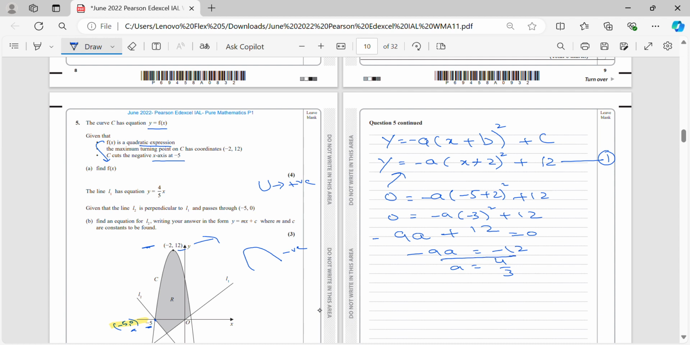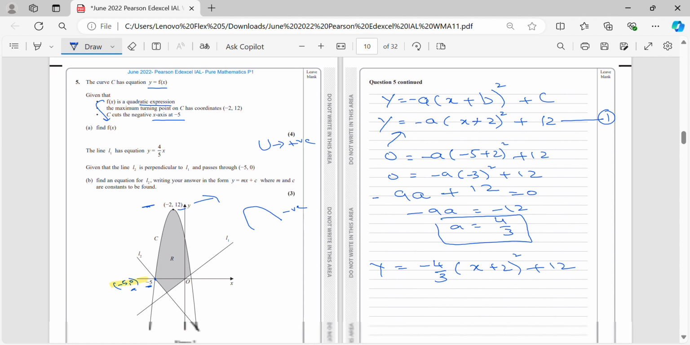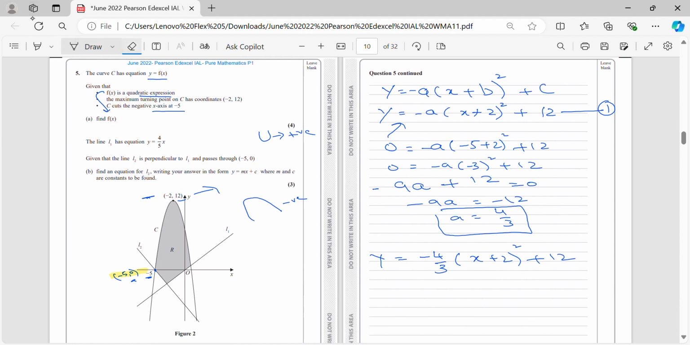So this value of a, I will substitute back in equation 1 to get the quadratic expression. Let's write here for x the same thing: -4/3 into (x plus 2) squared plus 12. This is the quadratic expression. You can write here f of x, or you can write y, it's the same thing. So this is the quadratic expression.